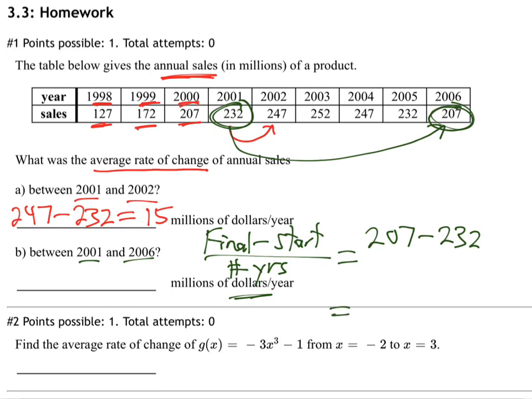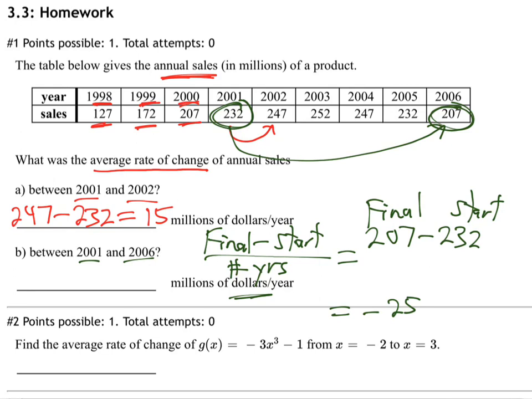If you subtract that, somebody got that in their calculator? What is that? Negative 25. Thank you. Negative 25. Yeah, the sales dropped 25 million. You with me on that? From 2001 to 2006, it went down from 232 down to 207. That's a drop of 25 million. So notice you always do the final minus the starting amount, the last minus the starting one. That way you get the minus 25.